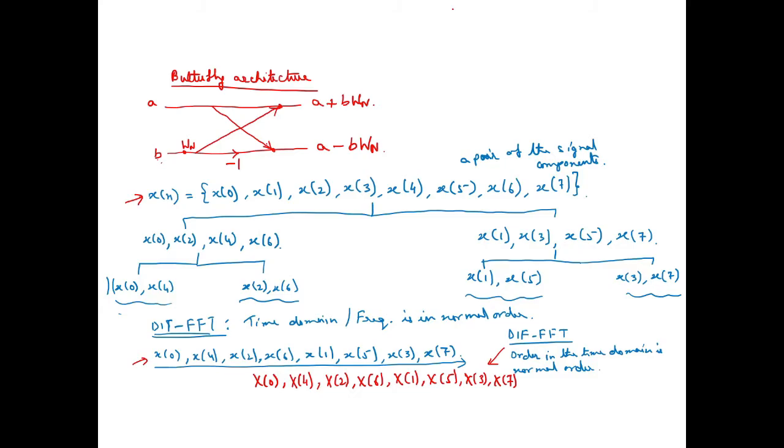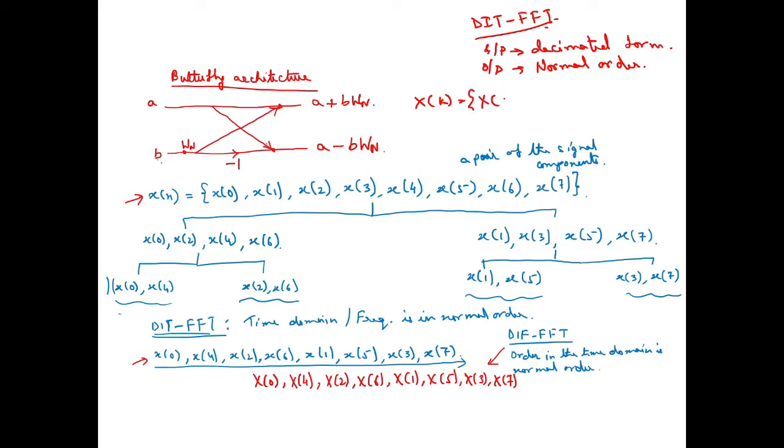So what I told you, suppose I am considering DIT FFT. In the DIT FFT, as the name suggests, decimation in time FFT, the input would be in the decimated form, and your output would be in the normal order. So what do you mean by normal order? We will be having X[k] equals X[0], X[1] to X[7]. This is the first important thing you need to remember.